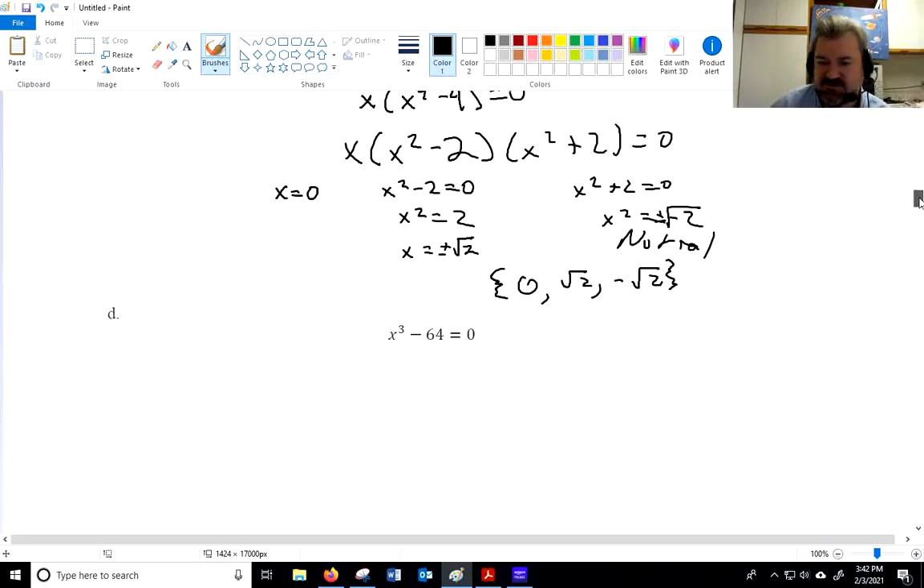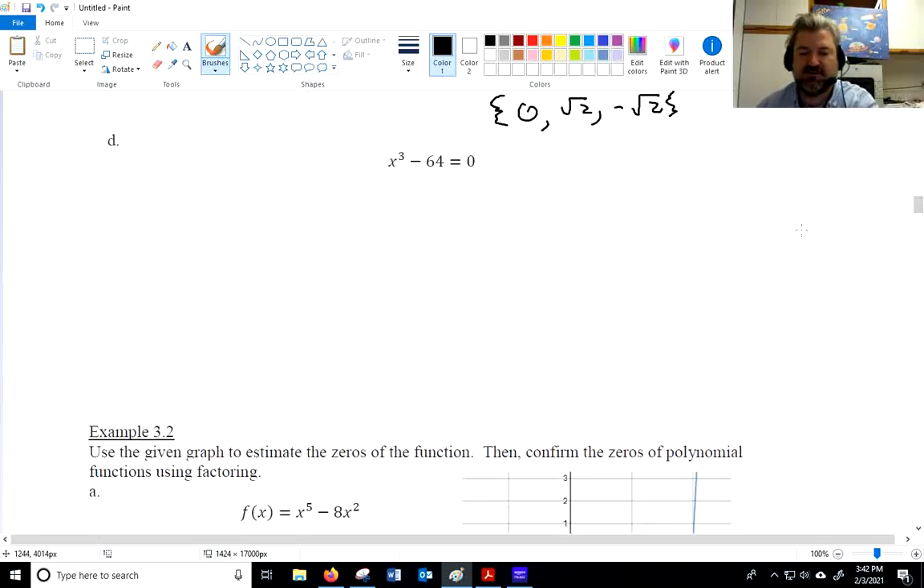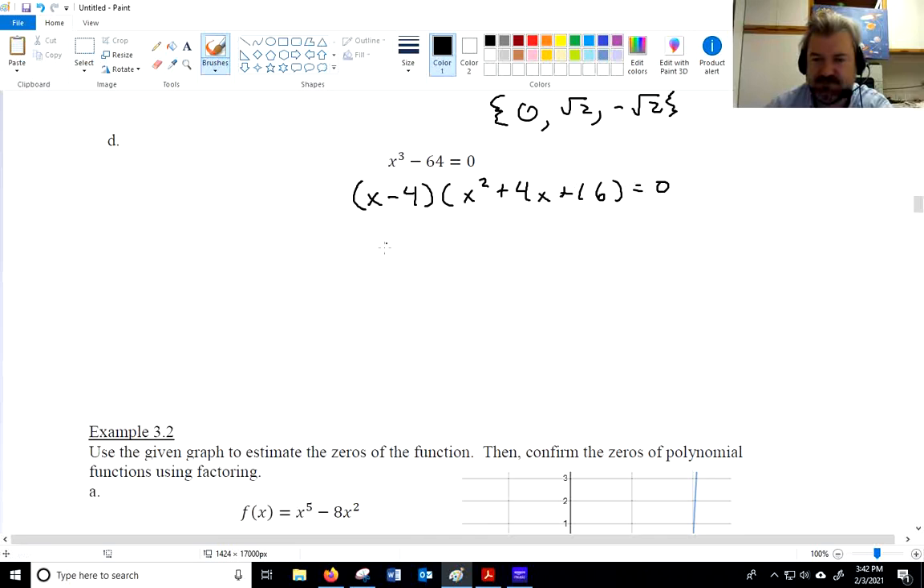All right, x cubed minus 64 equals 0. This is a difference of 2 cubes. It factors as x minus 4, the cube root of 64 is 4, and then we have x squared plus 4x plus 16 equals 0. I'll set each factor equal to 0. Remember, this one here is not factorable. Will never be. And so this is x equals 4.